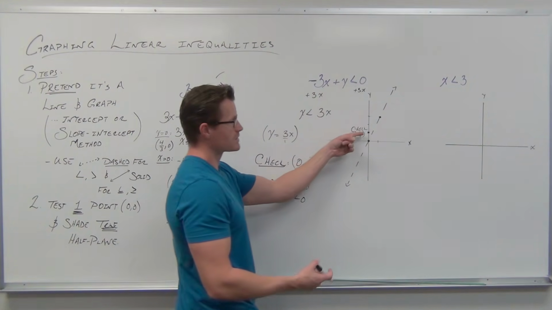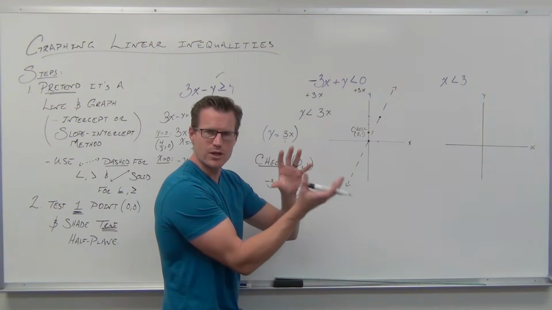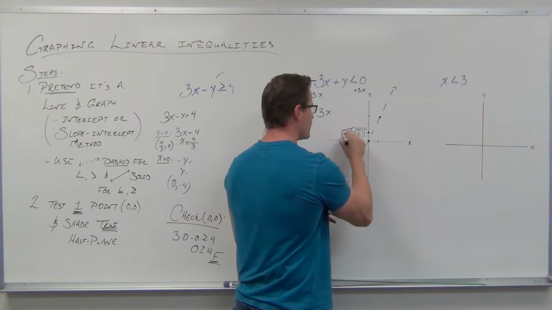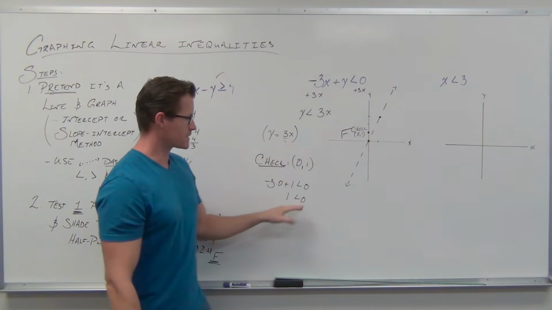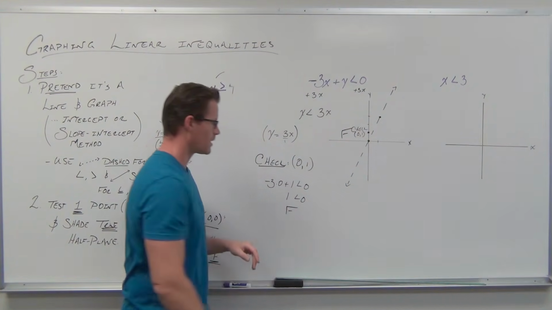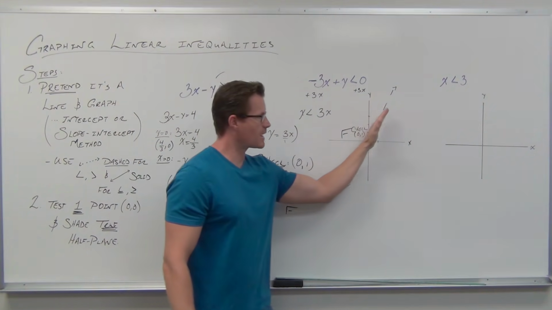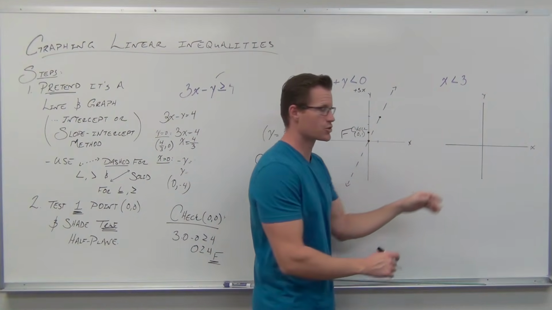So I checked 0, 1. I showed where it was because that's important. I want to know where my point is when I'm checking. It's going to put it in a half plane. I know that that is false. I know that point does not work. That's a false statement. 1's not less than 0. So this entire half plane is false. If this entire half plane is false, the other half plane is true.